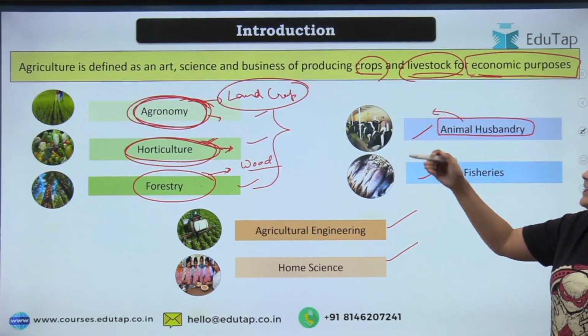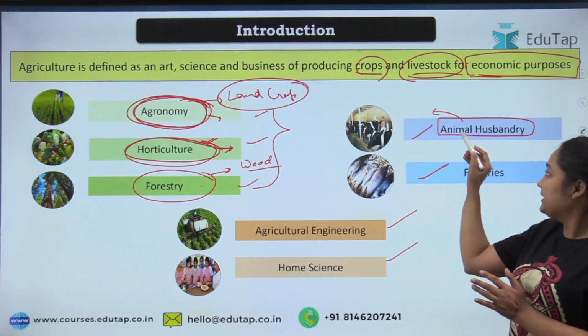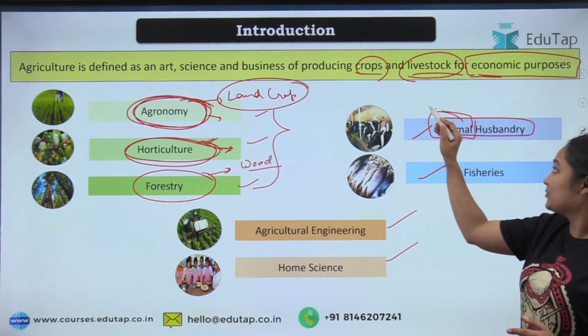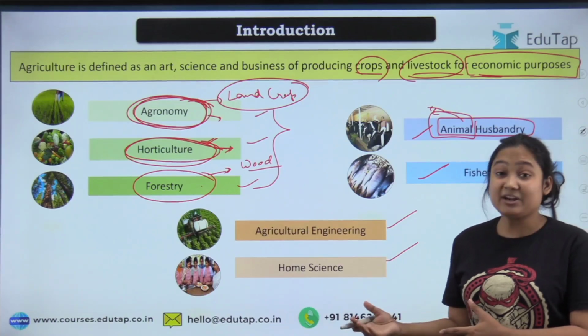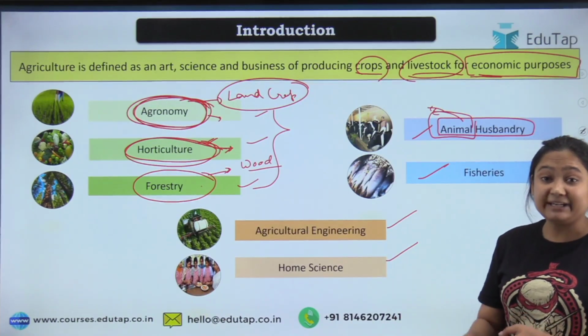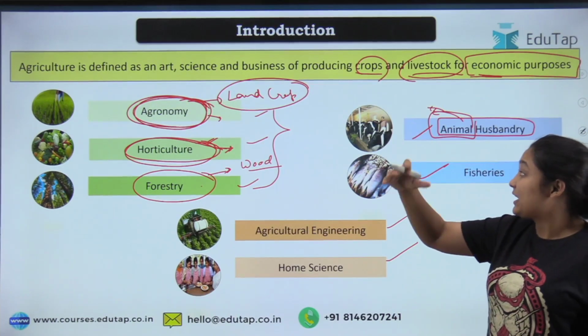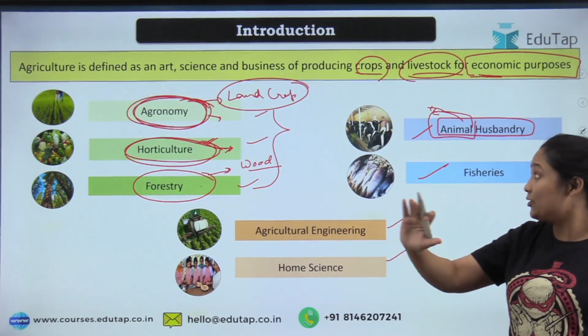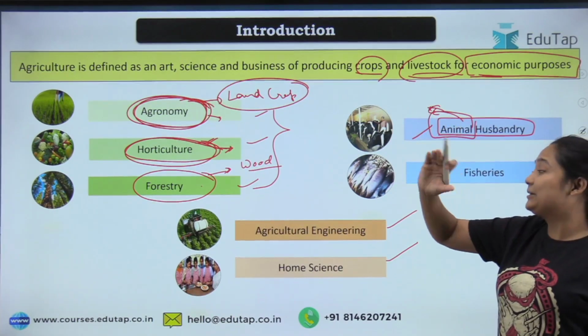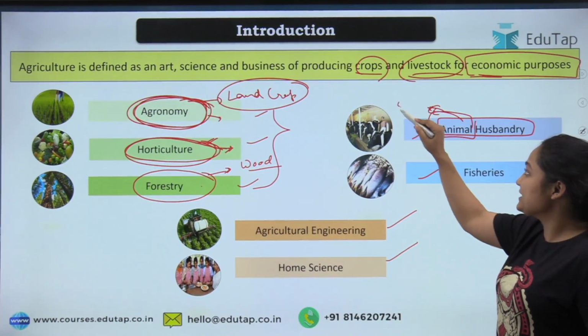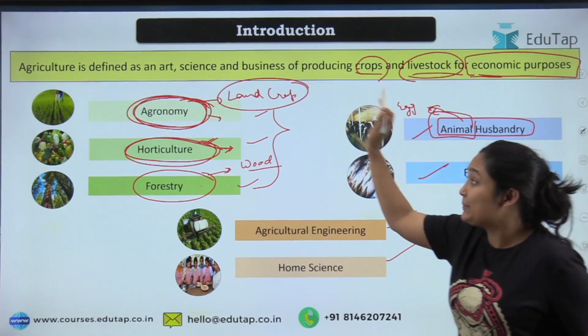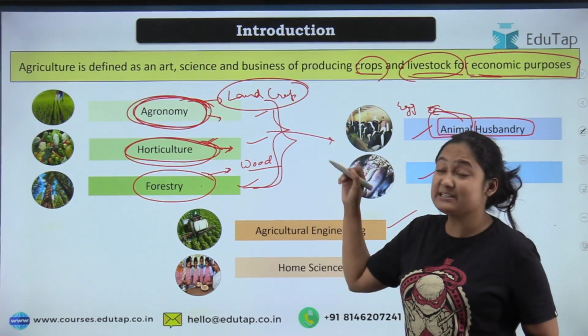Okay, now moving to animal husbandry. Animal husbandry, as the name suggests, deals with maintaining the animals. Okay, culturing the animals. What kind of animals? Livestock, your cattle, goat and sheep, also poultry, your hen and all. Okay, what will we get from there? We will get milk, we will get eggs. Also we will get manure for the plants. So that's why it is related.